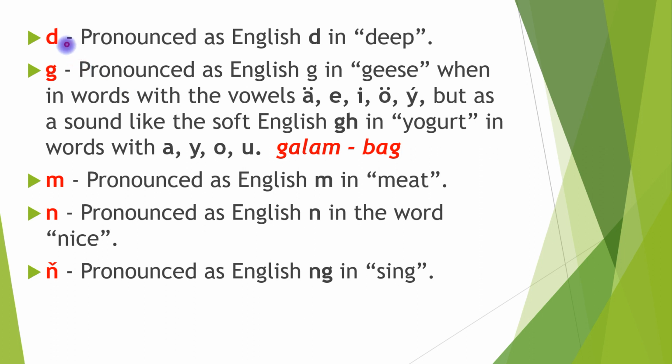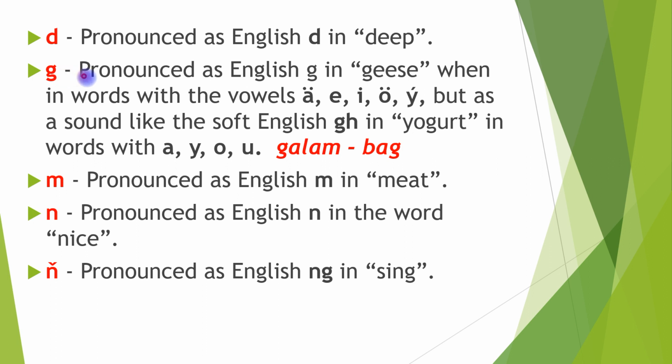Here we have D. D as in English D in deep. The next letter is G. G, pronounced as English G in geese, when in words with the vowels A, E, I, Ö. In this case we read this as a G.